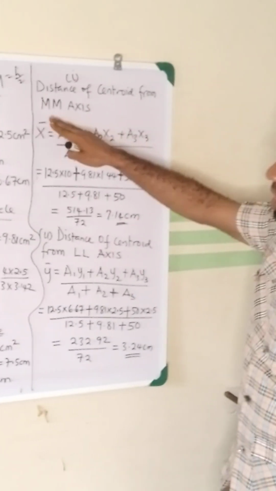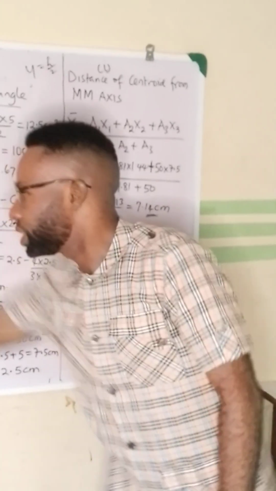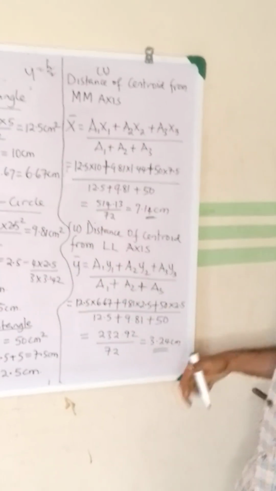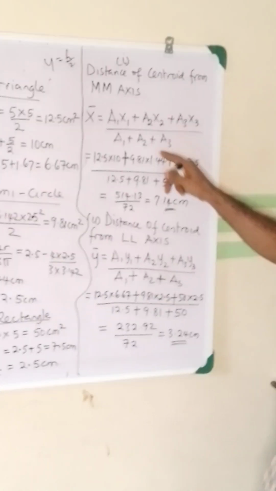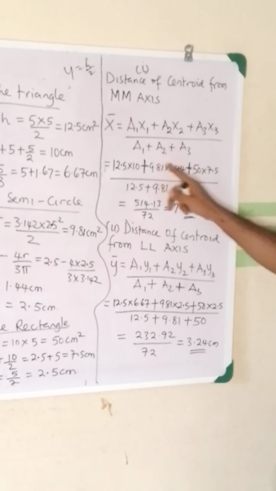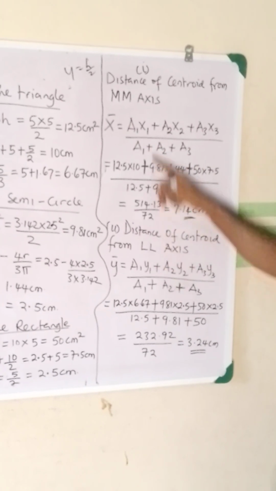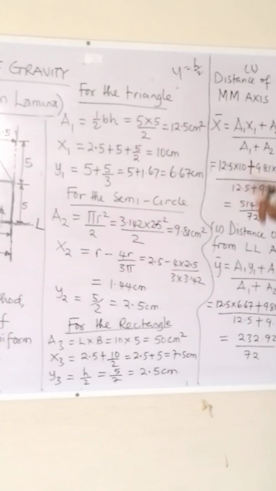So in order to determine the distance of centroid from the MM axis, we consider the X, because the MM is moving towards this way. That's the reference point. So we have the formula: A1 times X1 plus A2 times X2 plus A3 times X3, divided by A1 plus A2 plus A3. So our A1 is 12.5 times our X1, 10.